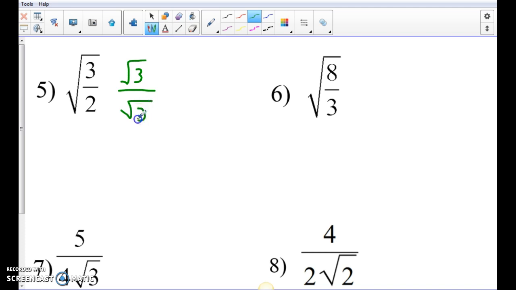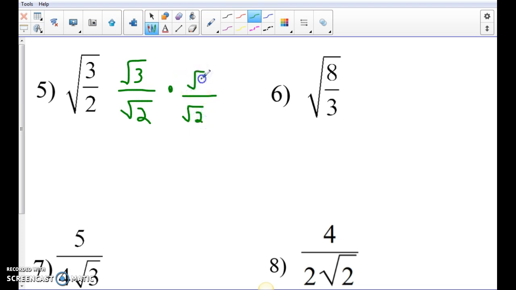Okay? Now, these are not perfect squares. I can't just simplify them or get rid of those radicals. So what I need to do, since I have a radical down here in the denominator, I need to rationalize it, which means I'm going to have to multiply by radical 2. So I'll multiply by radical 2 on the top and the bottom.